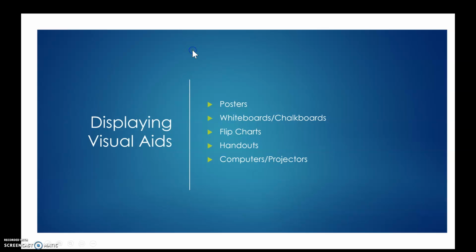Some ways that you can display visual aids are, if you're giving a speech in person, you can do posters, whiteboards, or chalkboards, flip charts, handouts. If you have a computer or a projector, you can also use something like a PowerPoint presentation. You can go online. You can use screencasts. There's a lot of different ways that you can display your visual aids depending on the technical realities of the speech that you're giving. And that brings us to the end of our presentation on presentational aids.